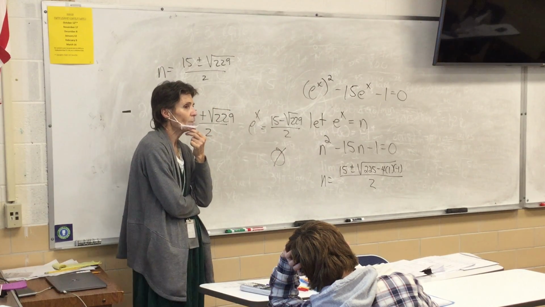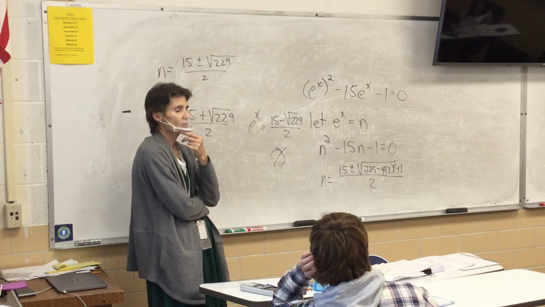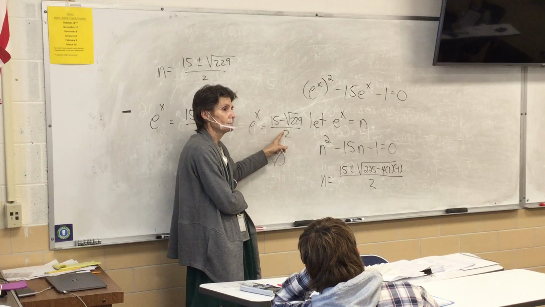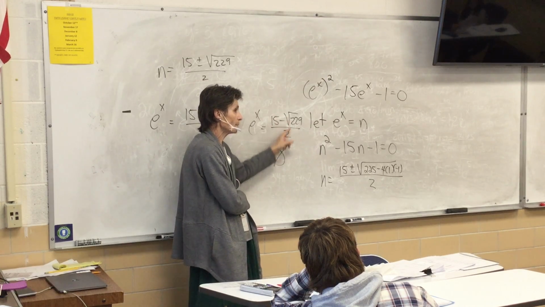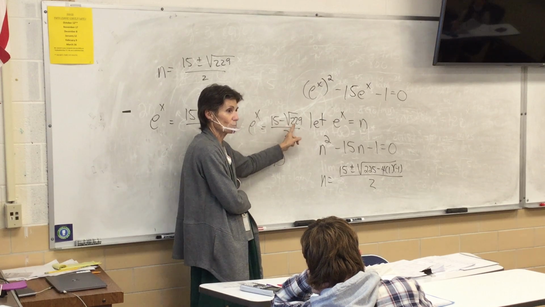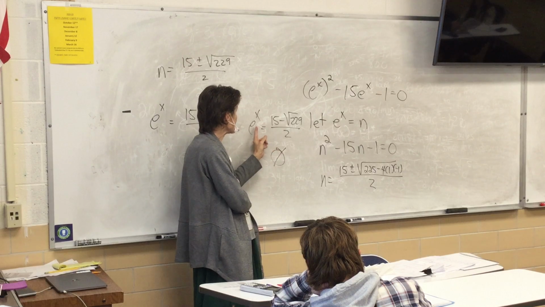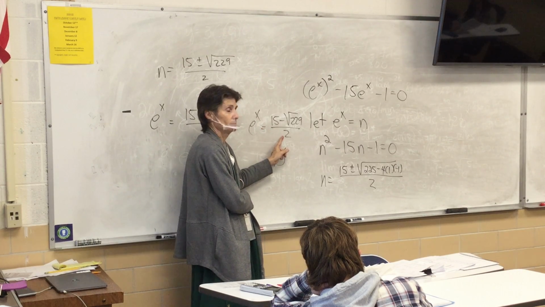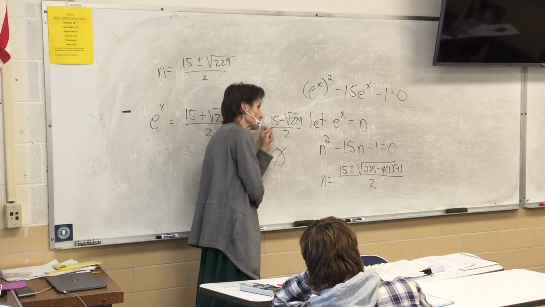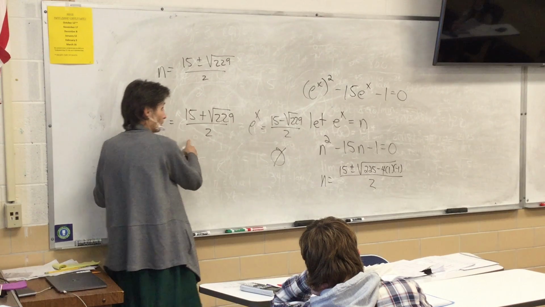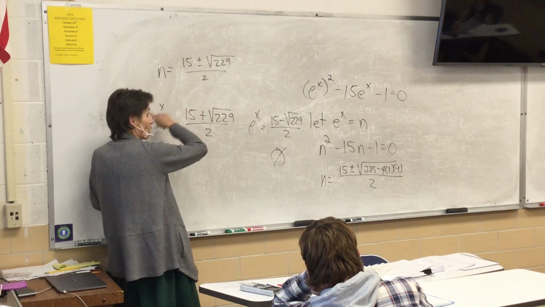Now, this one right here isn't solvable. Can somebody tell me how I know? Is that solvable, Seth? Negative. This is a negative number. The square root of 229 is bigger than 15, so when I subtract that, it's going to be negative. Can you raise e to a power and get a negative? No. You can't raise a positive number to a power and get a negative. It doesn't happen. Now this one's doable though, so what am I going to have to do to solve this?